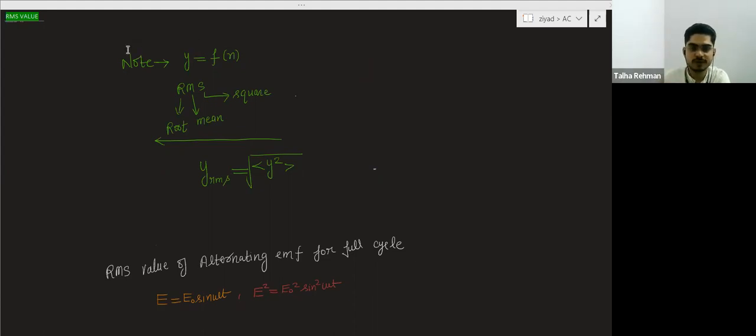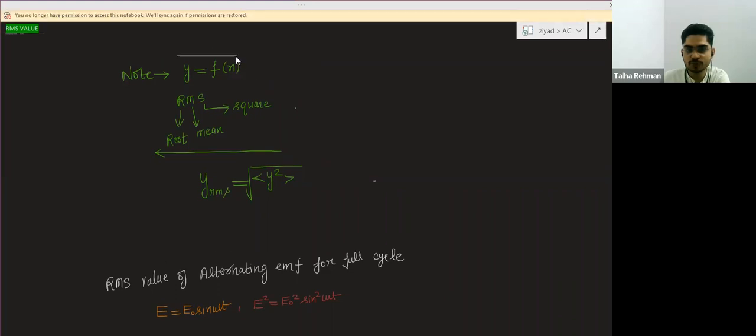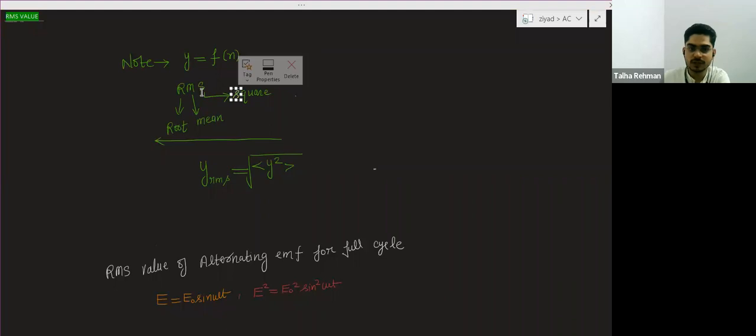So, root mean square value. If you have a function y is equal to f(x) and you want to calculate the root mean square value of this function, then first you will do the square, then you will take the mean, then you will take the square root. Okay, square, mean and root. Mean means average.